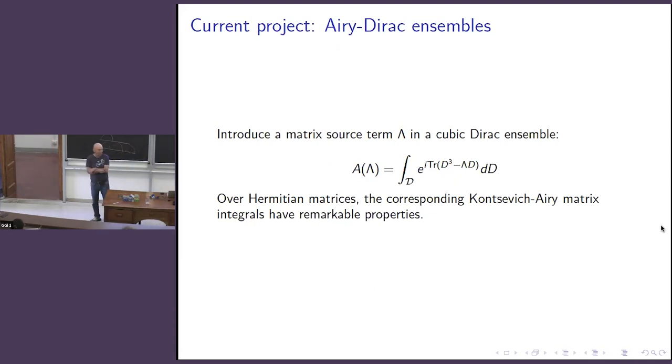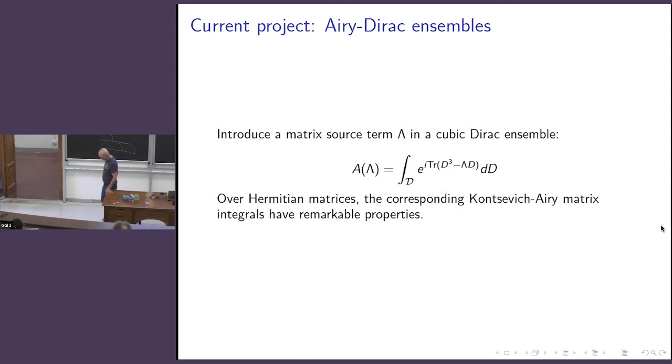What we are doing now is something we call the Airy-Dirac ensemble. You take the Airy matrix model of Kontsevich, where the integration was over Hermitian matrices H_N, with an external source, a matrix lambda, coupled to your Hermitian matrix H. We want to couple it instead to our Dirac operator, and we want to study this Airy-Dirac ensemble.